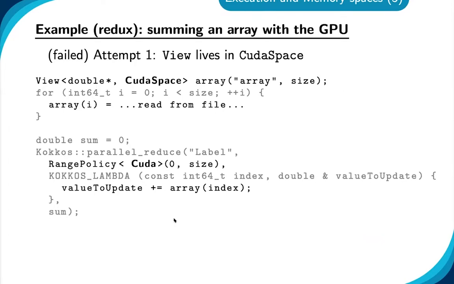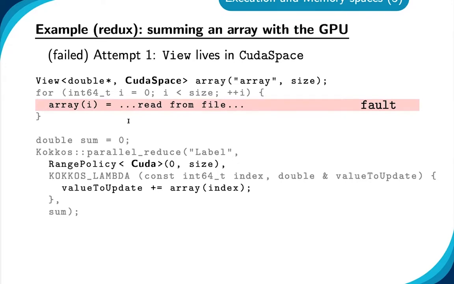Now, let's think about that for a second. Say I allocate something in CUDA space, and I then read that stuff in from a file, in just a serial loop in your host thread. And then you run a parallel reduce, or parallel for, whatever, where you access this array. Where's the problem? The problem is that the first thing will fail. You're trying to write, in your host thread, to something which is actually allocated in CUDA space. So that will not work.